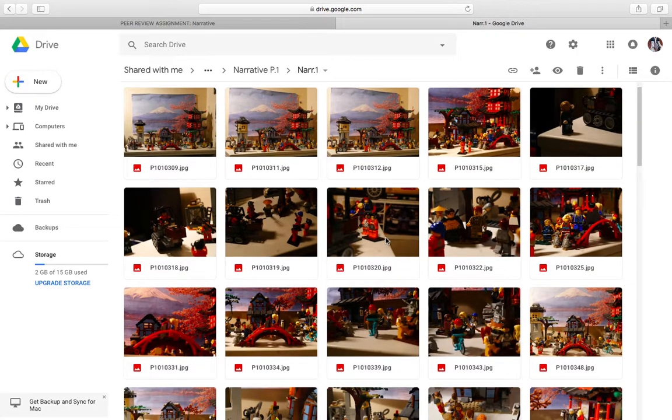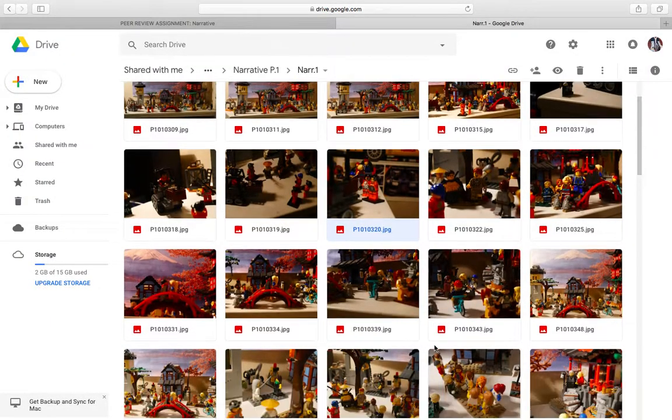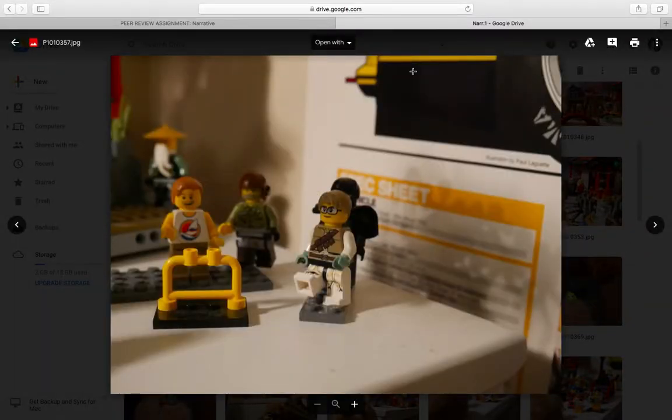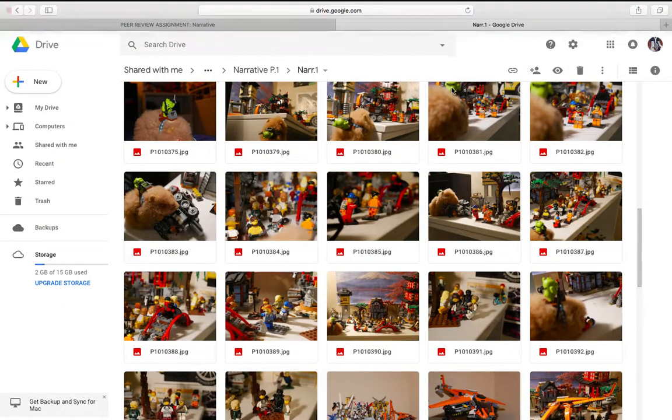Some things in the background you might want to make sure that nothing in the background is going to be weirdly showing. Like this one, you could have put up a sheet or something and maybe blocked that out. But overall, it was a really good project.